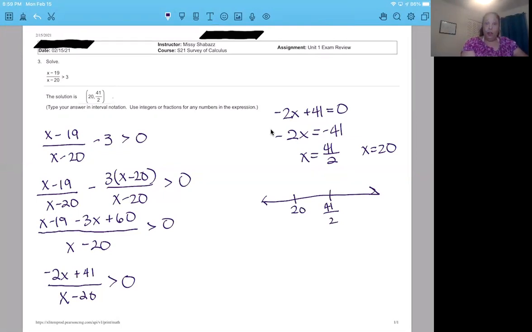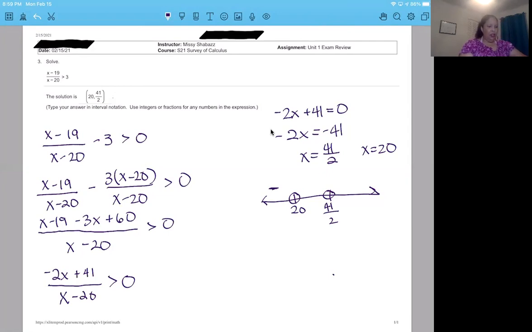Now, this is greater than, not greater than or equal to. So I can't equal either of those points, right? I can't equal the 20 because that would make it undefined. And I can't equal 41/2 because that's exactly 0. All right, so now I'm going to put something in each of these intervals. Let's plug in something less than 20. So I'm going to plug in 0. So I would get a 41 over -20, and that is a negative number.